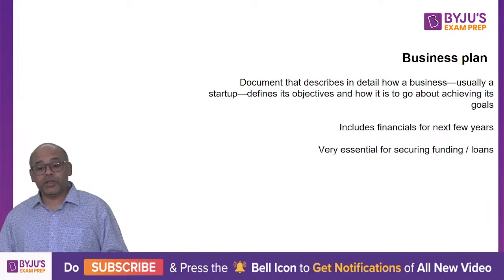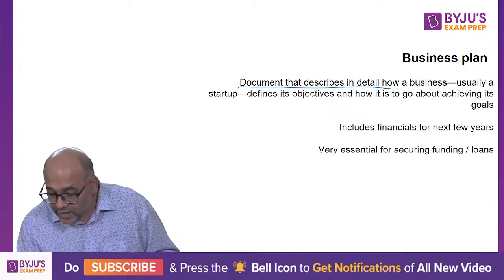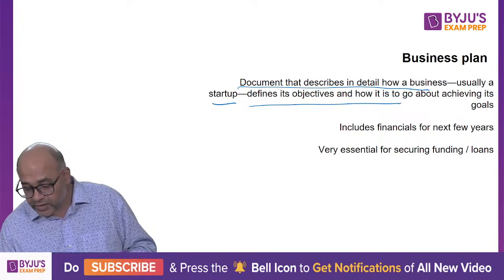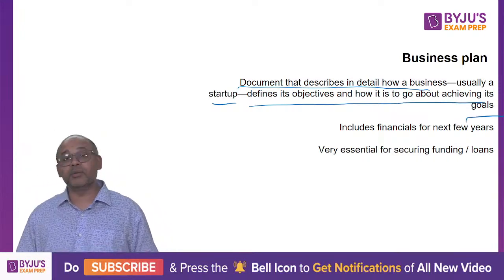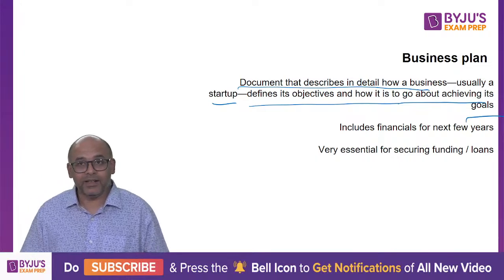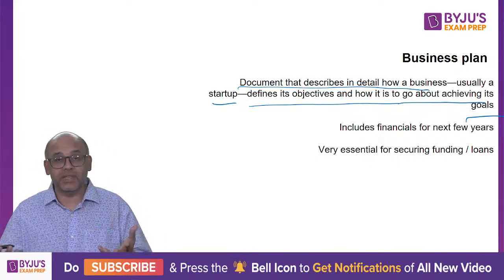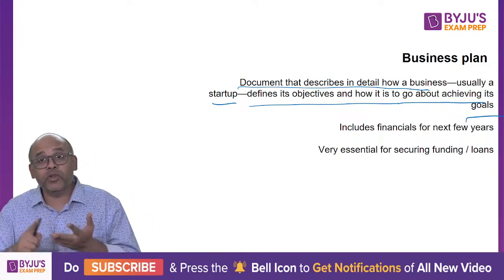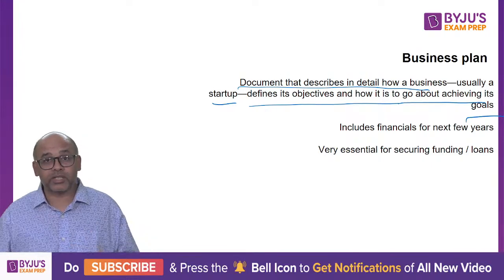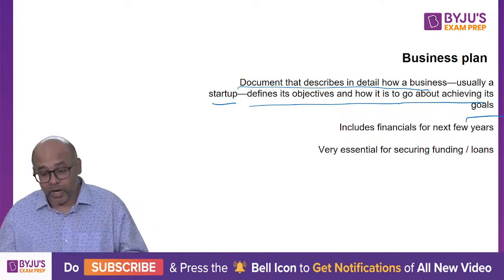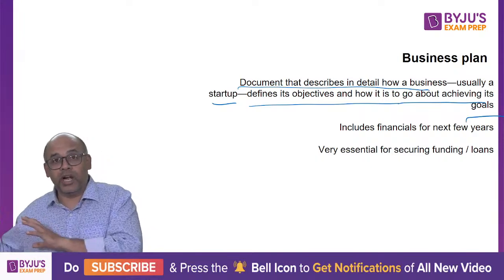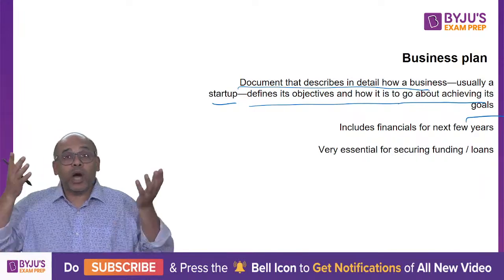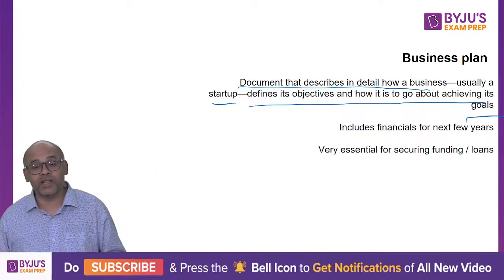Okay. Next, what is a business plan? It's a document that describes in detail how a business, usually a startup, defines its objectives and how it is to go about achieving its goals. So first, the business plan. It's a plan, right, of how you intend to run your business. What is your business? How will you go to your customers? How will you make them your loyal customers, or how will you sell your product to the customers? How will you tell them your product is good, they should use your product? What is your ultimate goal? Ultimate goal is to make your product be accepted by people. So how will you do this entire thing is called a business plan.